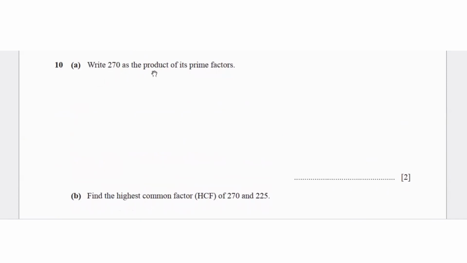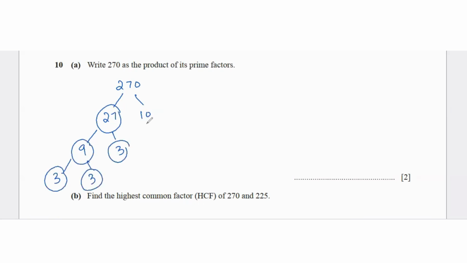Question 10 says write 270 as the product of its prime factors. So let's split 270. 270 is 27 times 10. You can start with any other factor as well. You can do 90 times 3 or 30 times 9. That's up to you. 27 is 9 times 3 and 9 is 3 times 3. Now 10 is 5 times 2.